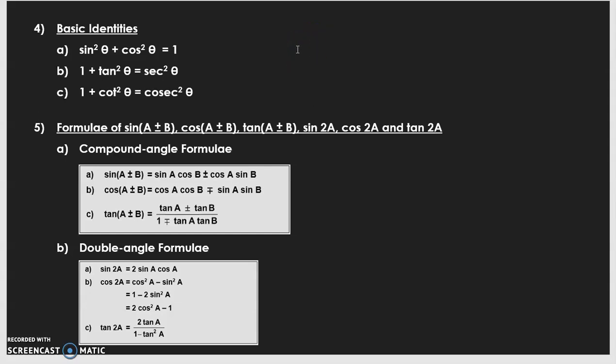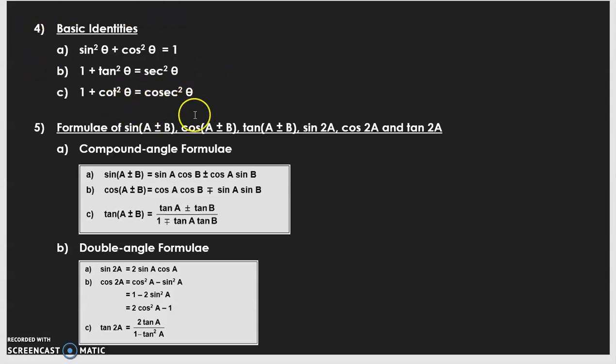In this video, we will look at basic identities of trigonometry. So we start with sine squared theta plus cos squared theta is equals to 1. B, 1 plus tangent squared theta is equals to secant squared theta. C, 1 plus cotangent squared theta is equals to cosecant squared theta.